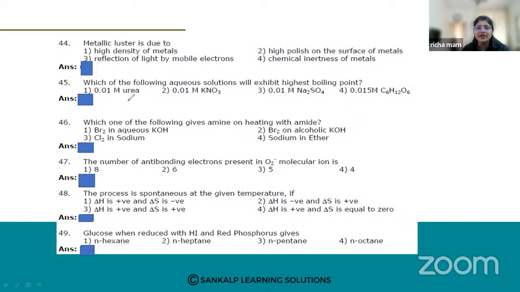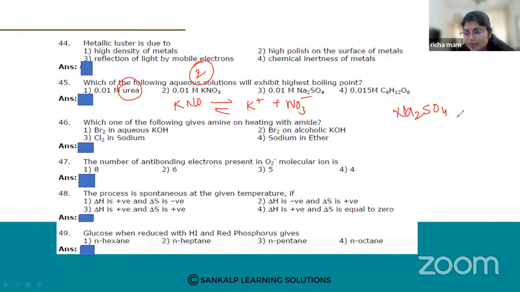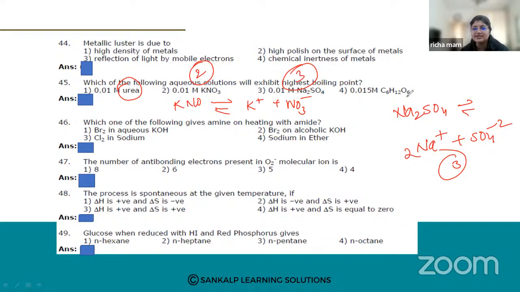If I take urea, urea is a non-electrolyte. KNO3, when it splits in water, will split into K plus and NO3 minus, so this is 2. Then Na2SO4, when it splits in water, will give 2Na plus and SO4 minus 2, so the number of ions dissociated will be 3. C6H12O6 is also a non-electrolyte. So the answer is 3. The greater the number of solute particles in solution, the higher will be the elevation in boiling point. So option number 3.